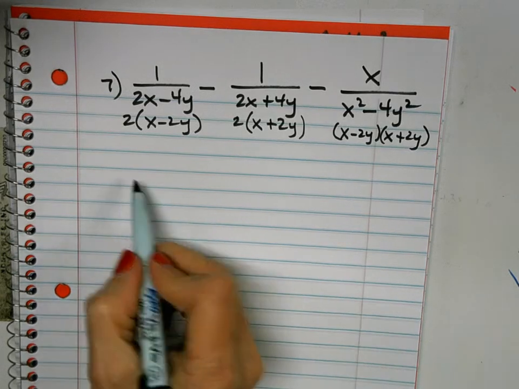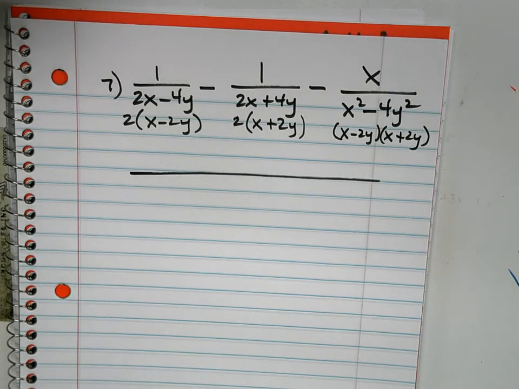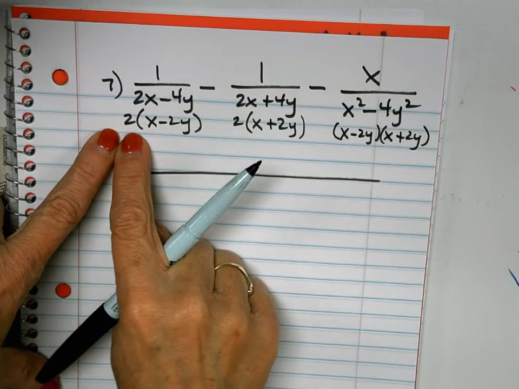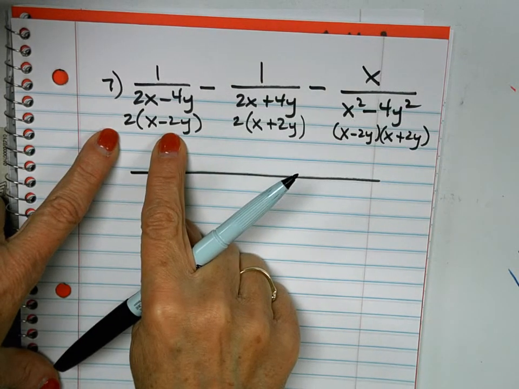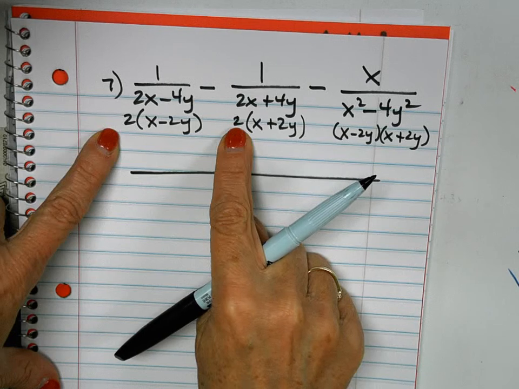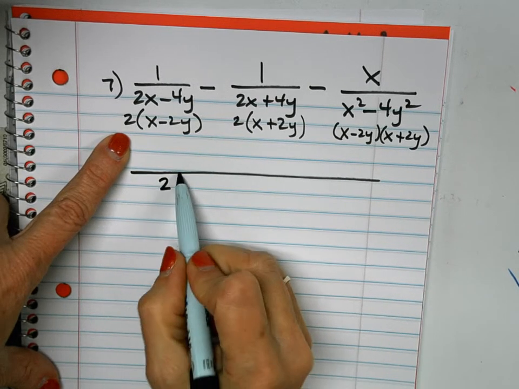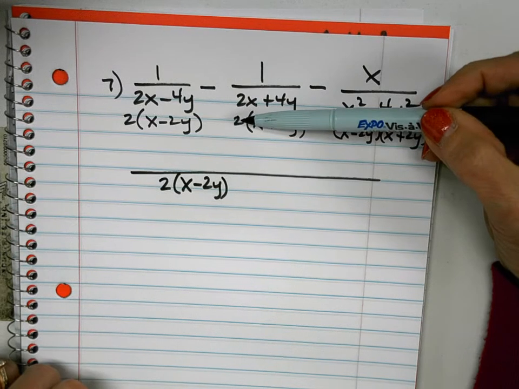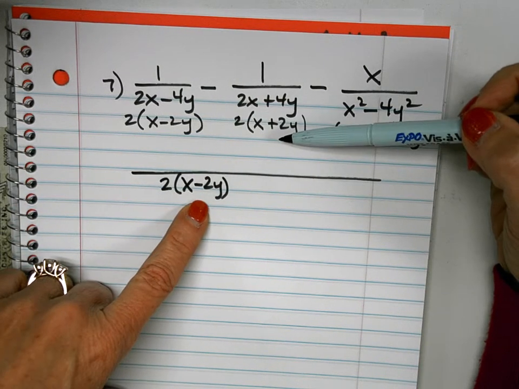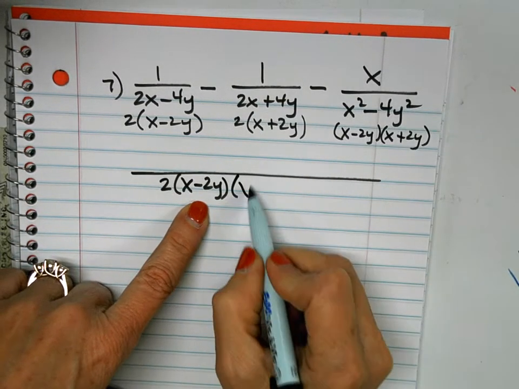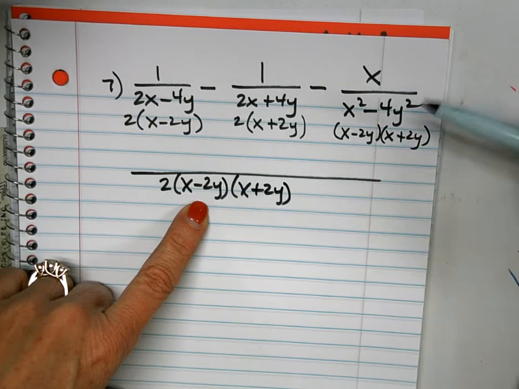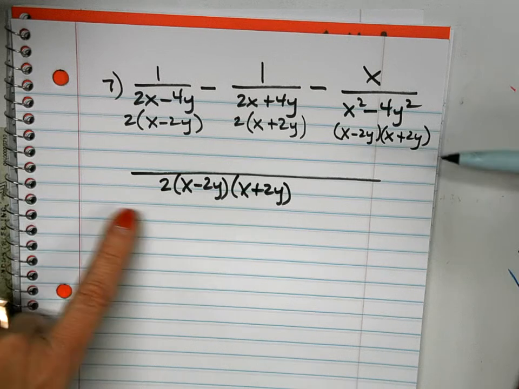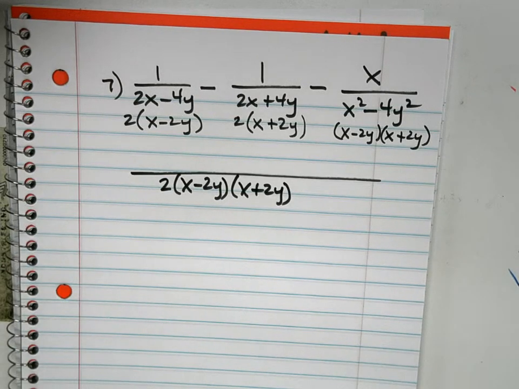So set up a really big fraction bar because we're going to have 3 terms on it. I'm seeing that this has a 2 and an x minus 2y. I have to have both of those things. I only need one of these 2s though. So I'm going to have a 2, and I'm going to have x minus 2y. For this one, the 2's taken care of, but this x plus 2y is not the same, so I need one of those. For the last, I've got the x minus 2y and the x plus 2y. So this would be, in essence, my least common multiple, my common denominator.